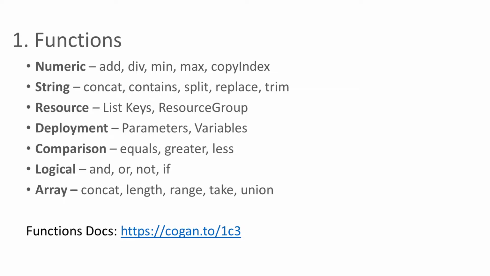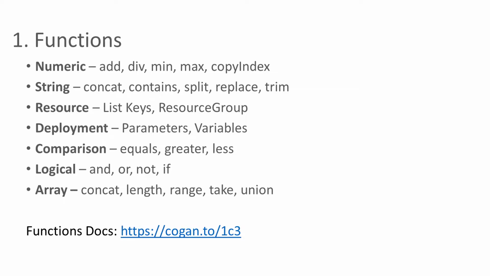For example, list keys is one that not many people are aware of. This allows you to actually list any keys that come out of the resources you create. So if you create a storage account, you can use list keys to actually pull out the storage account key, which you can then use in other resources. Say you had a web application which needed to talk to the storage account. You can use list keys to grab that key and use it in those app settings.